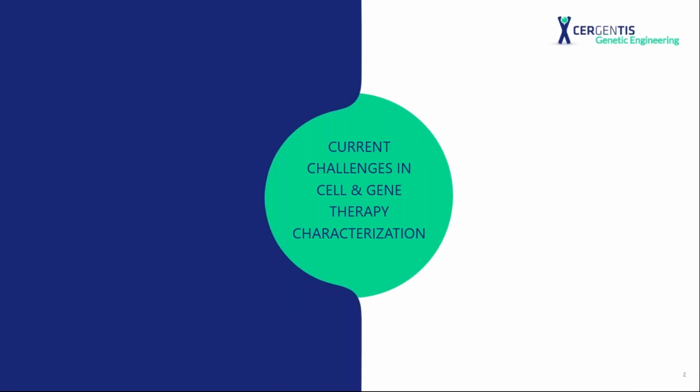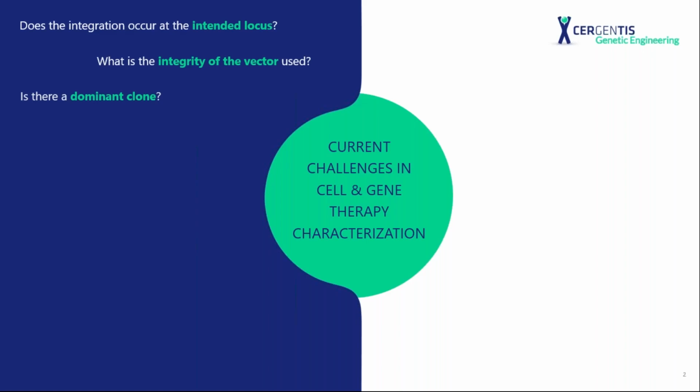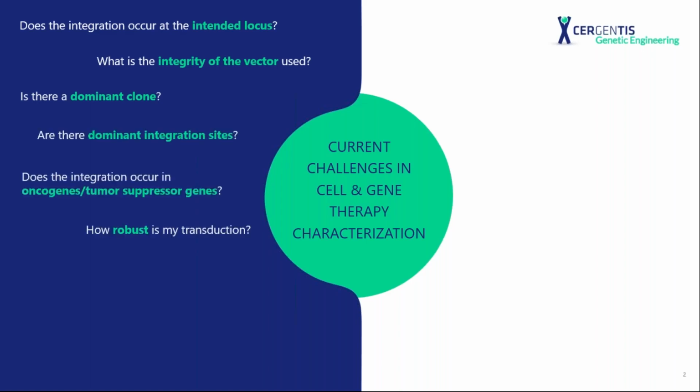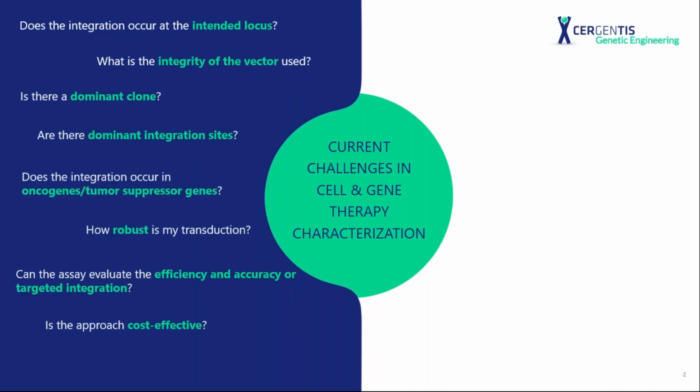As you may know, there are several challenges in cell and gene therapy characterization, approval and clinical practice at the moment. For example, when a transgene is used, whether the integration occurred at the intended locus, whether the integrity of the vector remained intact, and in viral integration types of processes, whether there is a dominant clone, a dominant integration site, and for example, in the CAR T space, whether an integration occurred in an oncogene or tumor suppressor gene.